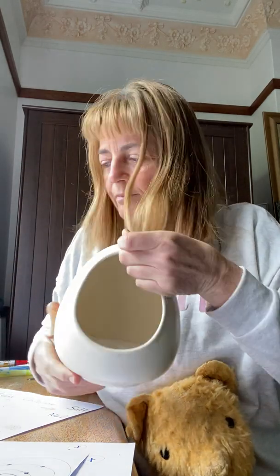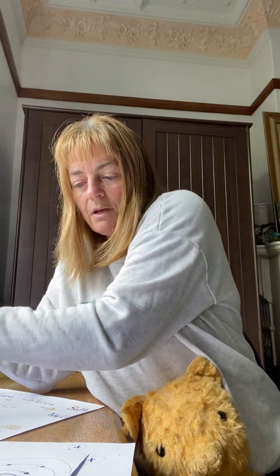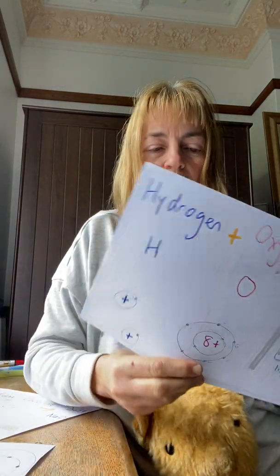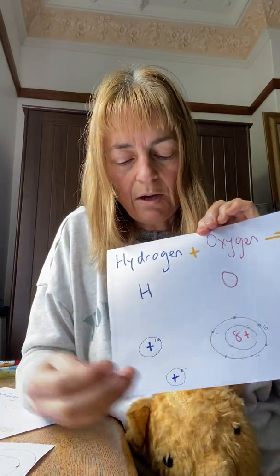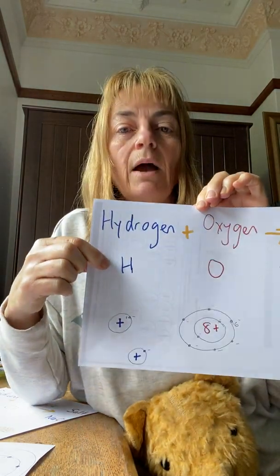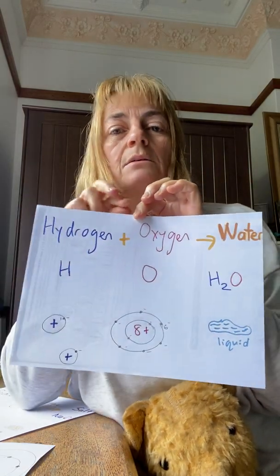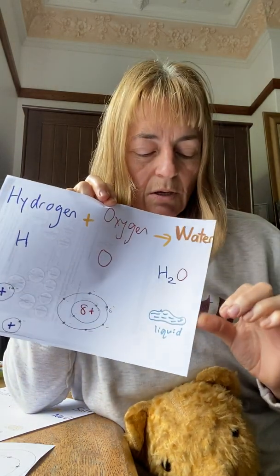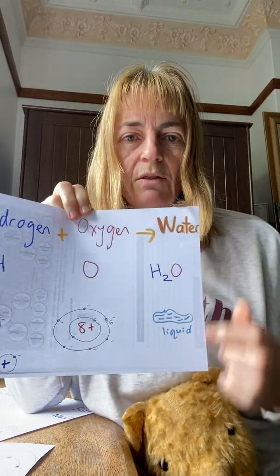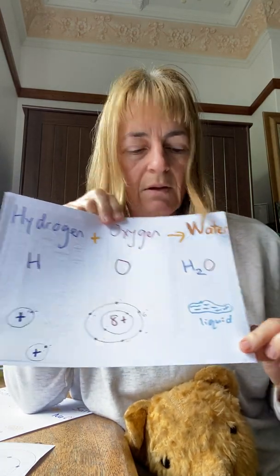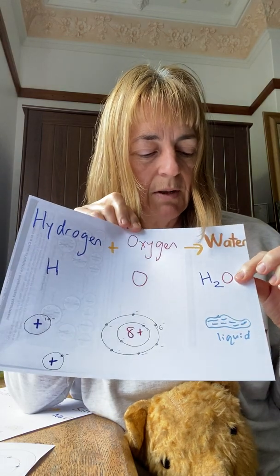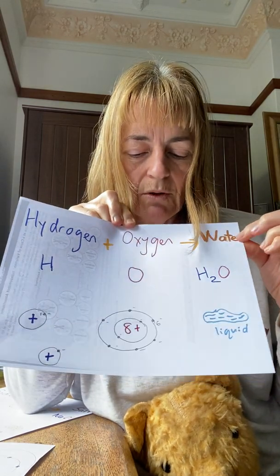Another example would be hydrogen and oxygen making water. Hydrogen, chemical symbol H, is a gas. Oxygen is also a gas, chemical symbol O. And if you join 2 hydrogens and an oxygen together, you get water, which is a liquid. Pretty amazing. So this is its chemical formula, or symbol, the word equation.